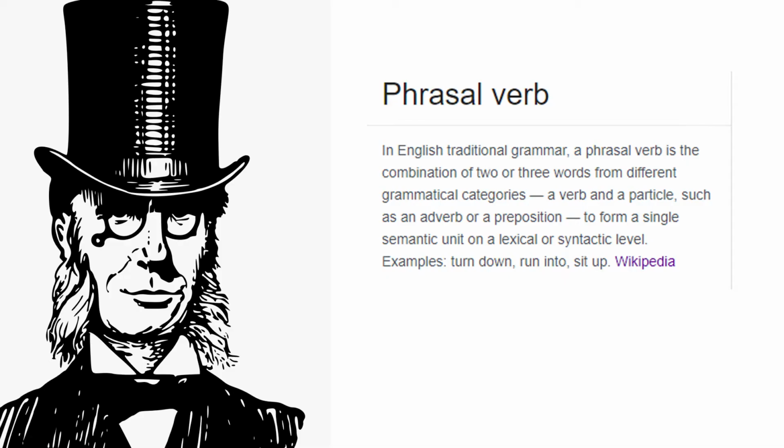First off, to really start talking about phrasal verbs, we need to understand what a phrasal verb is. In English traditional grammar, a phrasal verb is the combination of two or three words from different grammatical categories, a verb and a particle, such as an adverb or a preposition, to form a single semantic unit on a lexical or syntactic level. Yeah, that's a little bit too complex. Let me break it down for you.